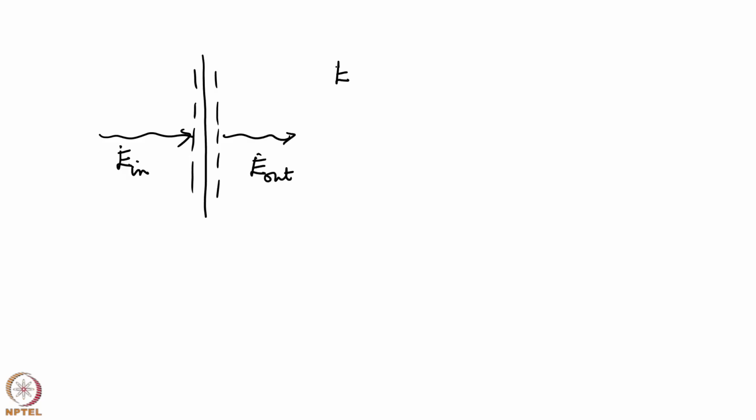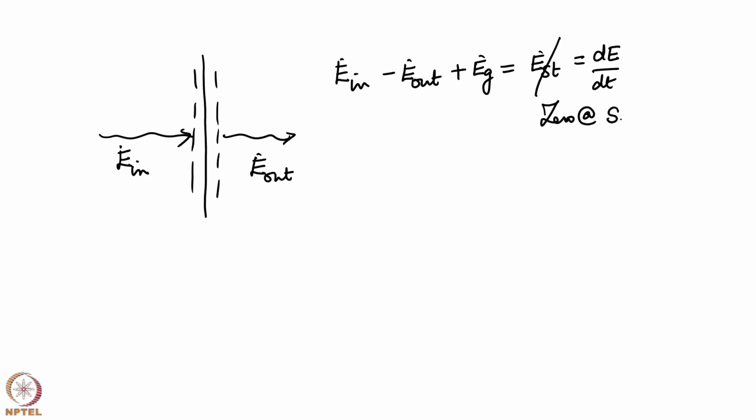We write our equation: E dot in minus E dot out plus E dot generated is equal to E dot stored. We are talking of steady state. This E dot stored is dE by dt, which is 0 at steady state. In this control volume, we do not have any energy generation because it is a control volume which is just a surface. So, there is no energy generation, and this is 0. We have simply E dot in is equal to E dot out.